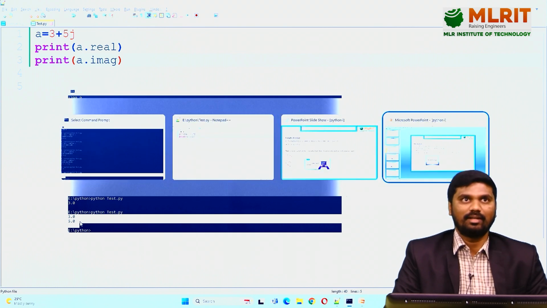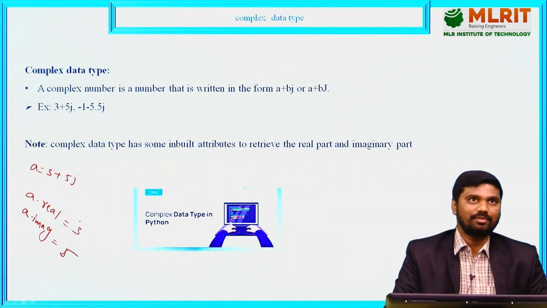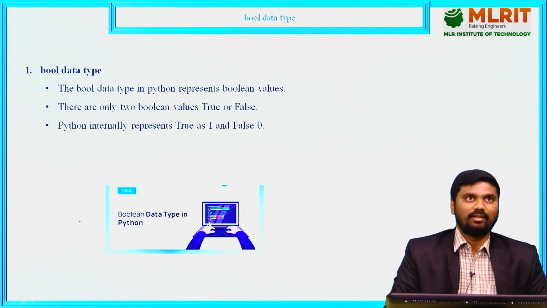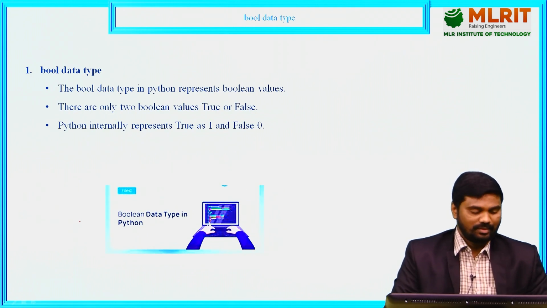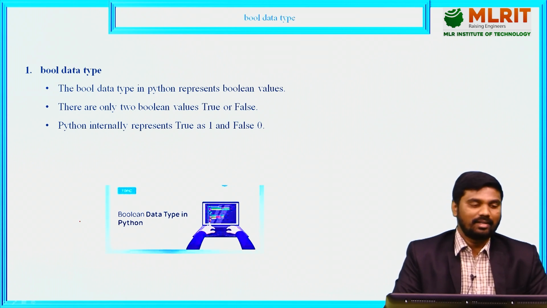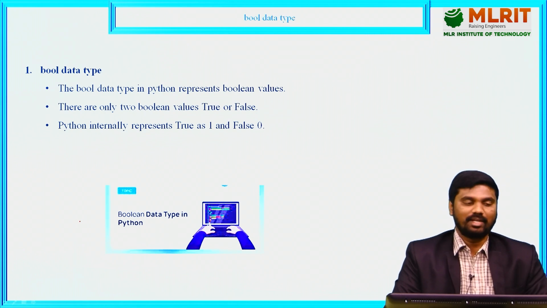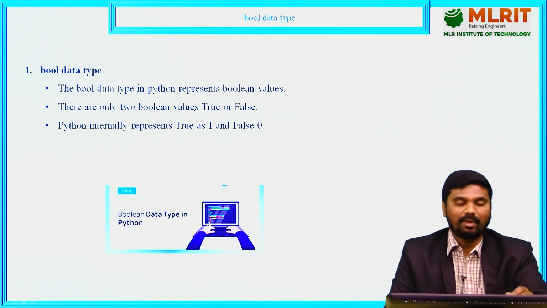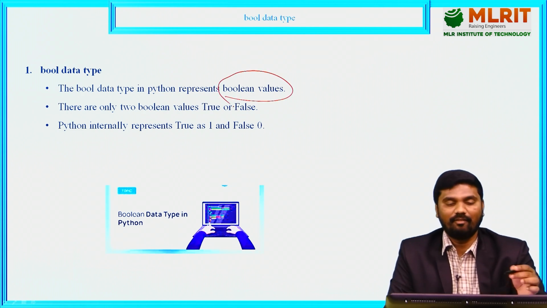So this is about the complex data type. Next, what is the data type we had? That is bool data type. So this is a very simple data type. It seems simple, but this bool data type is useful to check conditions. That means whenever we discuss control statements, at that time this data type will be useful. Why? Because the bool data type in Python represents Boolean values.